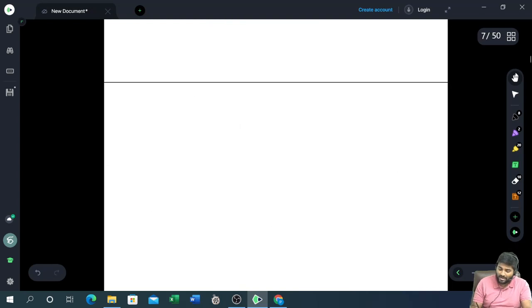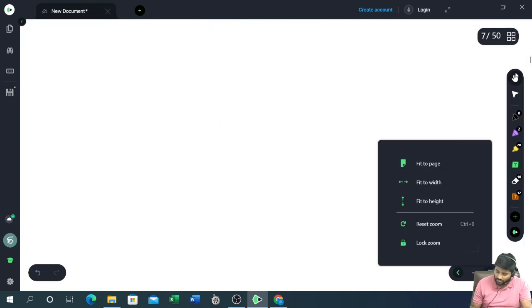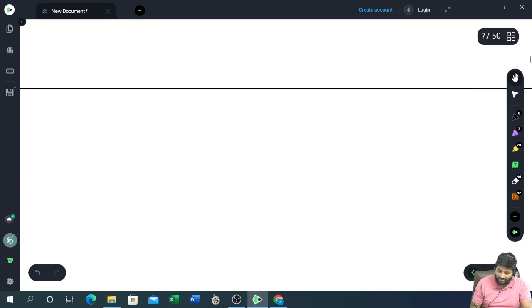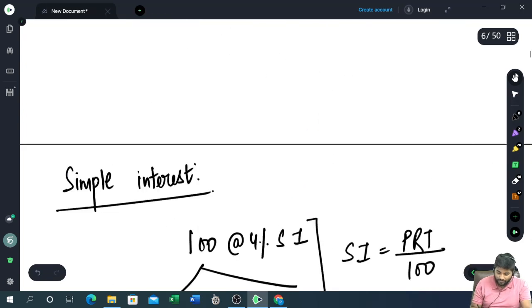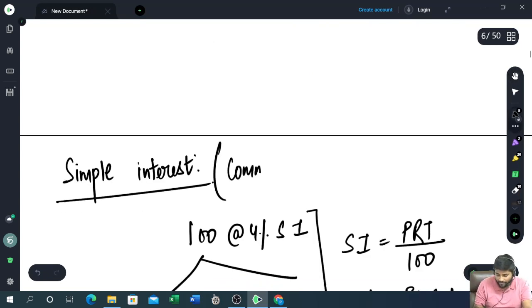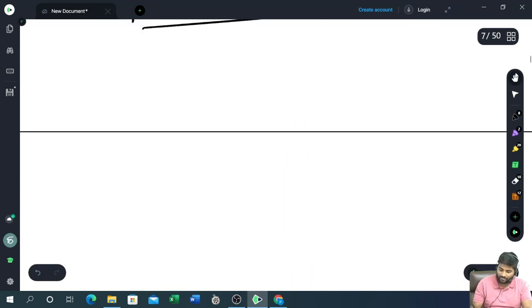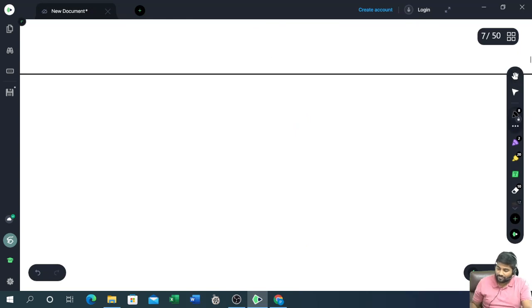Next is compound interest. Okay, one more thing which I forgot is, the other name for simple interest is commercial rate of interest. Commercial rate of interest. Okay? Commercial rate of interest.